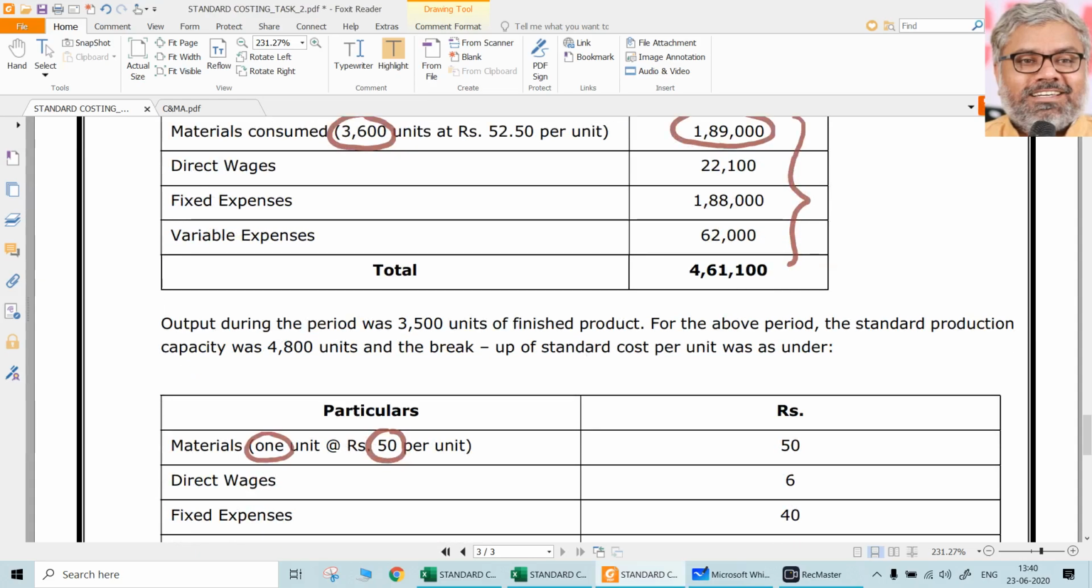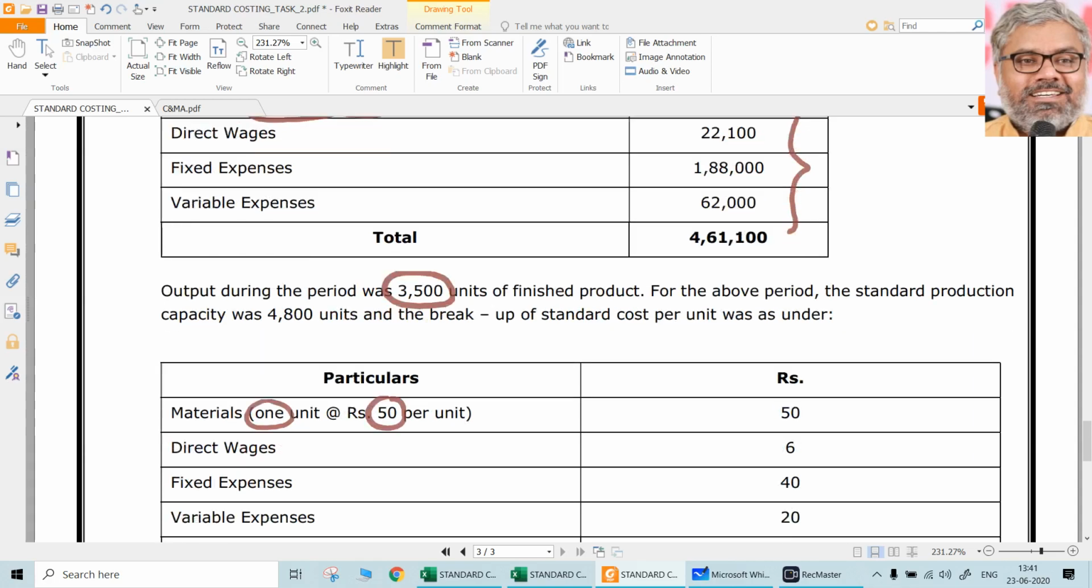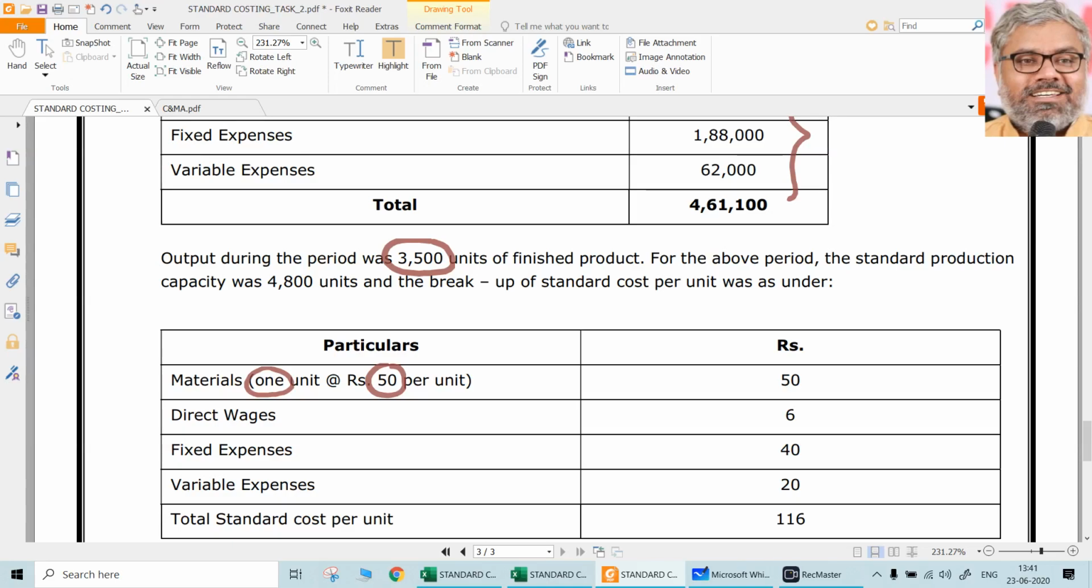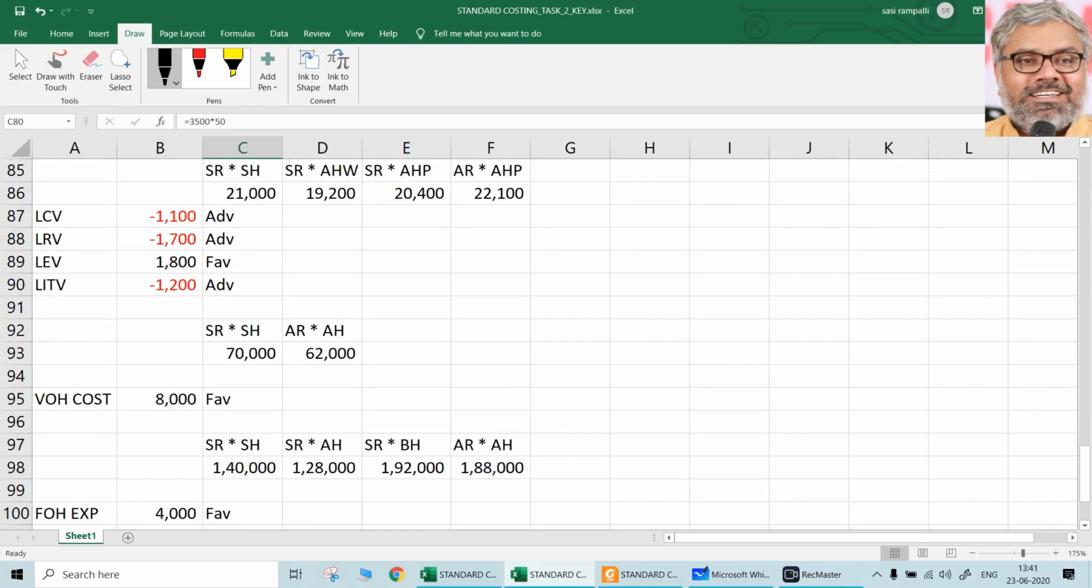One minute. Output during the period was 3,500. So 3,600 units was consumed materials. This is consumed materials, not output. So the output during the period was 3,500 units of finished product. So for 1 unit, if it requires 1 unit of materials, for 3,500 units of output, how many units of materials would be required? 3,500 units of materials will be required. So 3,500 is SQ. Multiplying with SP, which is already known, 50 rupees, we get SQSP. Once we have that, you can find out variances.